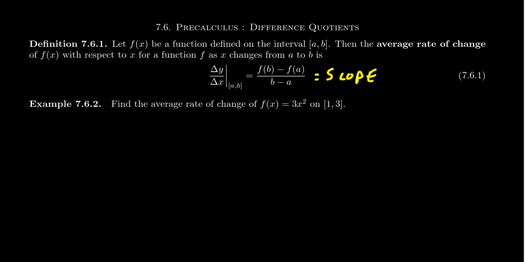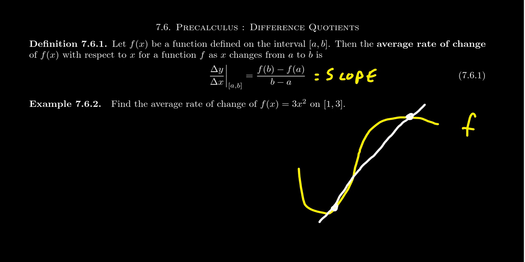One thing to remember when it comes to the average rate of change: if you have some function, here's our function f, and we pick our values, here's a, here's b, then the average rate of change is just the slope of this so-called secant line that goes through the graph like so. That's all that we're trying to calculate here.